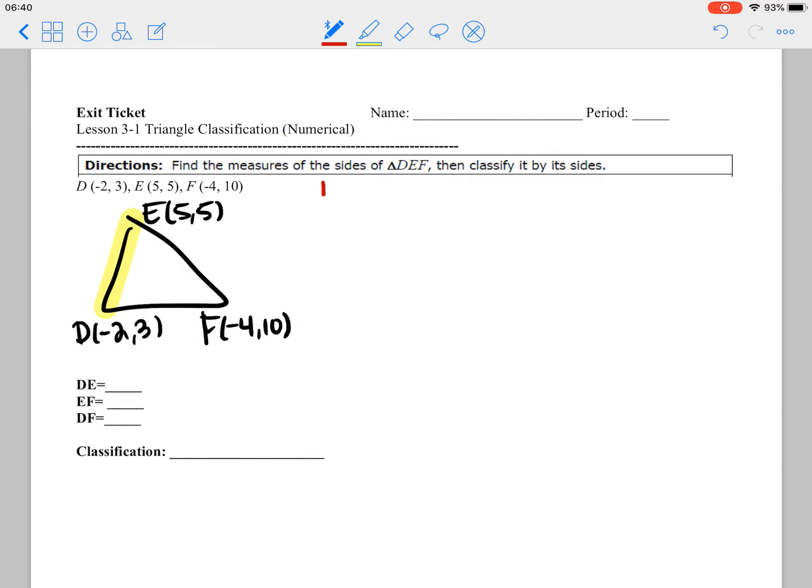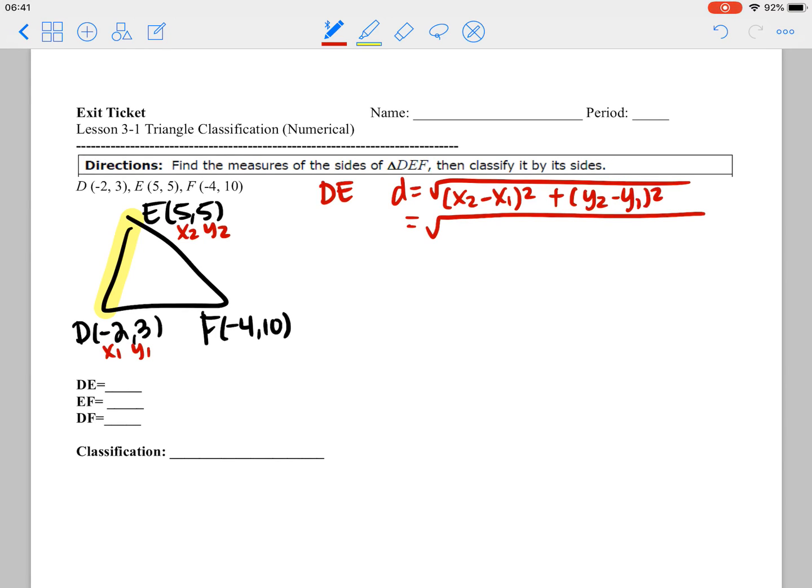To find the length of side DE, we need to use the distance formula: the square root of x2 minus x1 squared plus y2 minus y1 squared. We're going to label our points. This is x1, y1, and this is x2, y2. Once we do that, we come back into our distance formula and substitute the values.